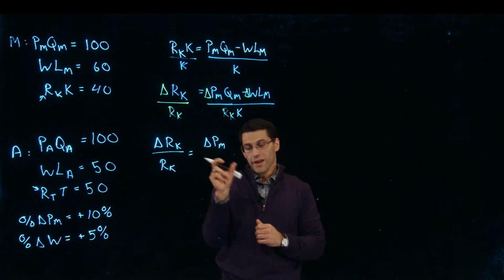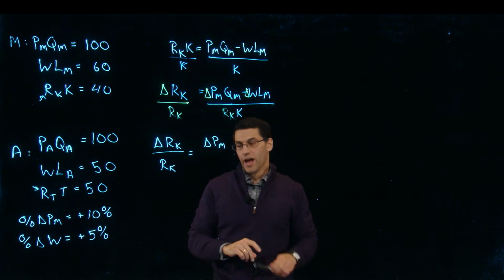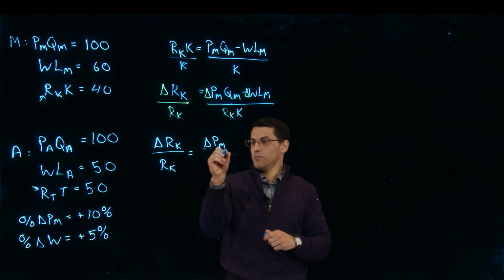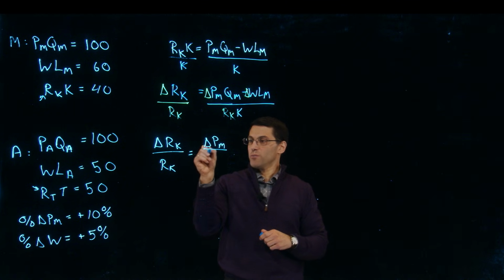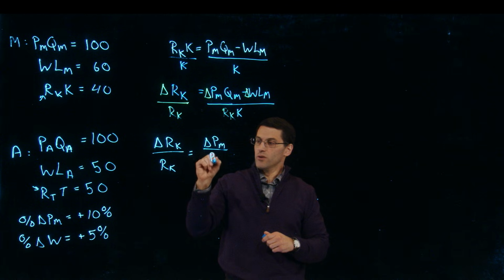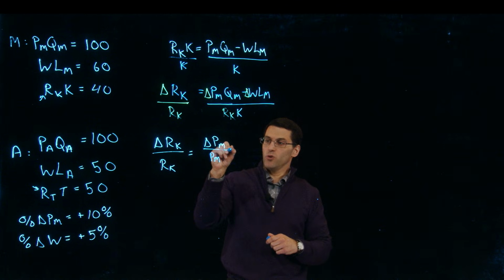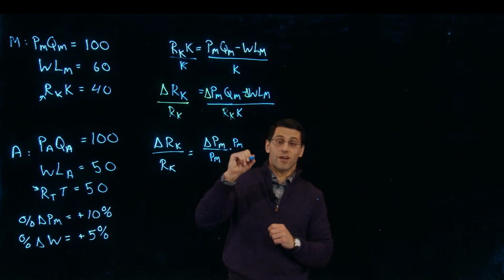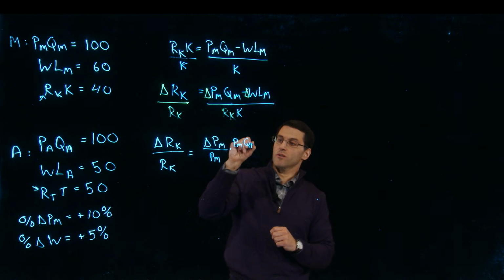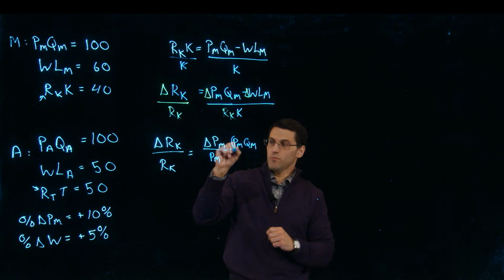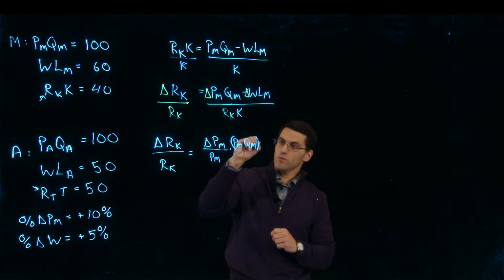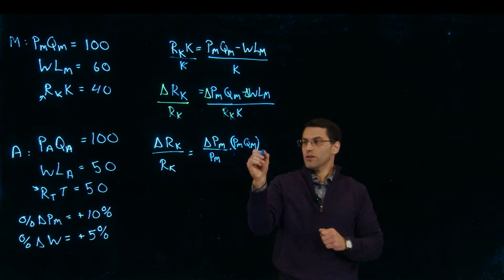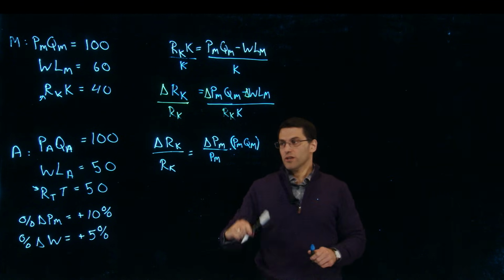Well, in order to convert that into a percentage change, we're going to have to divide by PM. But in order to maintain the equality in our equation here, it means we also have to multiply by PM, which is actually nice because then that gives us PM times QM, which is what? Well, that's total revenue in manufacturing.